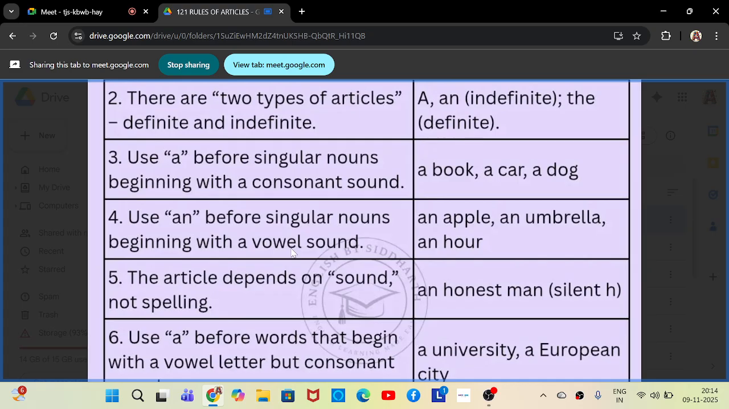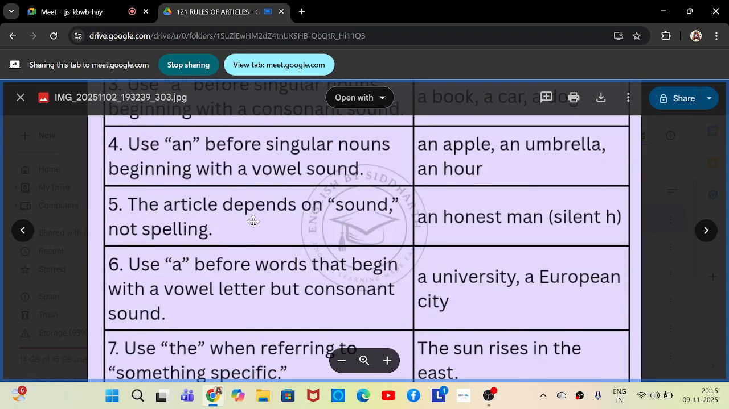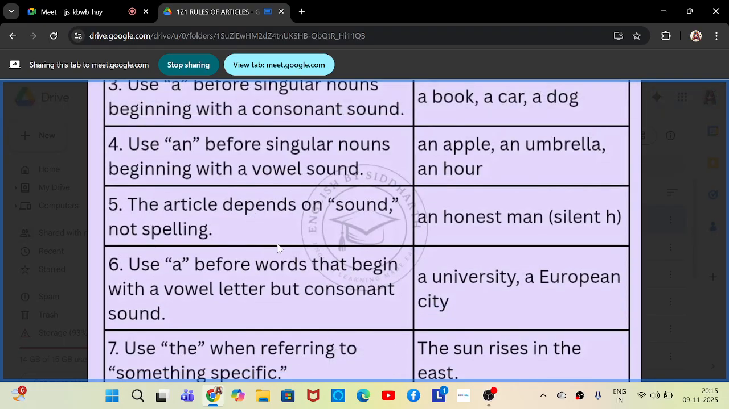Book starts with a consonant sound. Car again with a consonant sound. Dog also begins with a consonant sound. Now the word to use is an. Use an before singular nouns beginning with a vowel sound. So again, singular nouns, but before singular nouns starting with vowel sounds you have to use an. For example, an apple, an umbrella, an hour, etc.